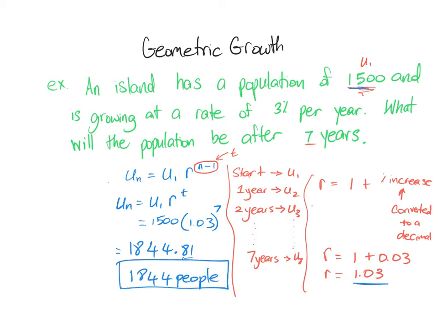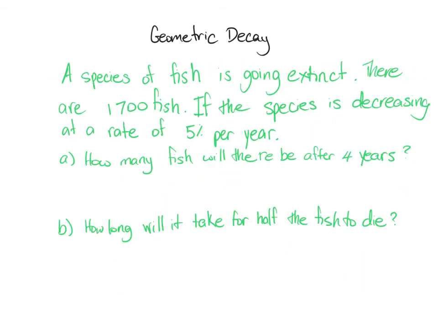All right, let's look at an example now in which something is decaying. So it is going down geometrically. Okay, so in this example, we have our fish going down, and we know that it's going down because it says the fish are going extinct. I know it's sad, but we do have to look at this topic as well. So we start off with 1,700 fish, and the species is decreasing at a rate of 5% per year.